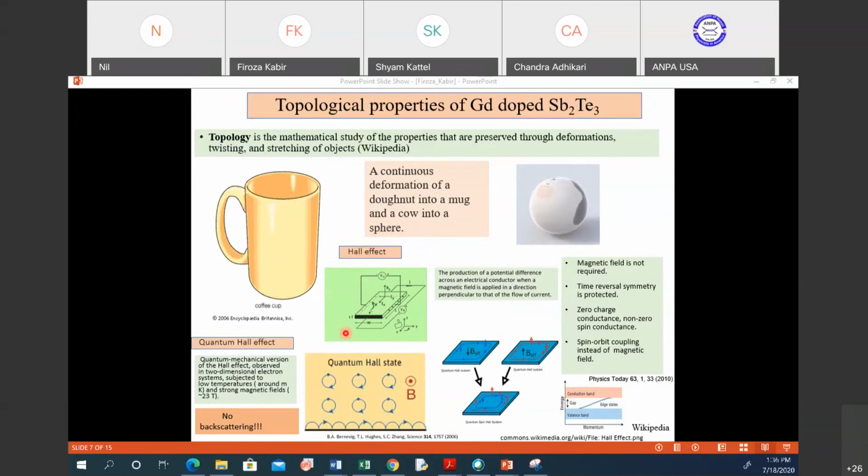There are some basic concepts related to topological properties. If I get time, I'll say it later.